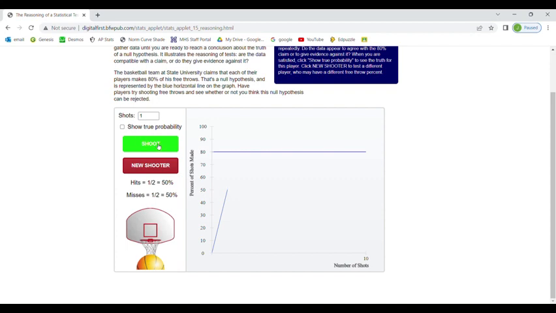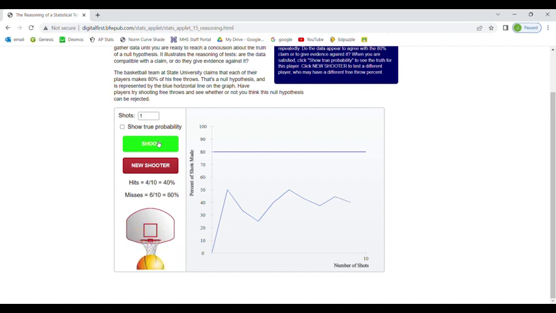All right, so let's have him shoot again. That's the third shot and fourth shot. All right, so after 5 shots, he has only made 40% of his baskets. Okay, so then let's have him shoot some more. Let's do 5 more.